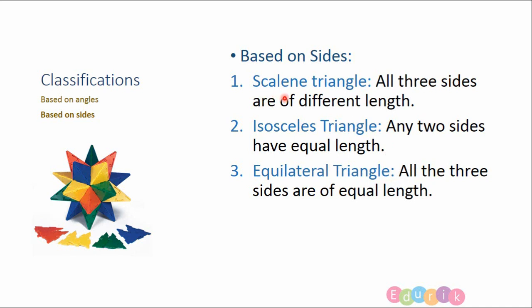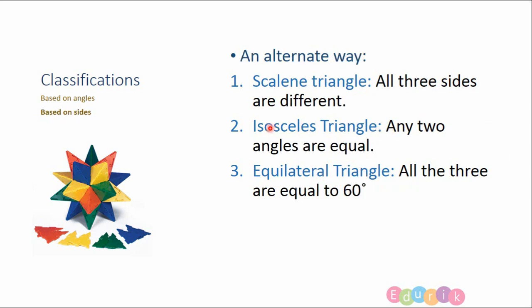Now, for each of these triangles, scalene, isosceles, equilateral, we now know that in a scalene triangle, all the three sides are of different length. Similarly, in isosceles and equilateral, two sides and three sides are of equal length. But these things can also be extended to angles. So viewing these definitions in an alternate way, we can say that in a scalene triangle, all the three angles are different. I have already said that all the three sides are different and now I am stating that all the three angles will also be different.